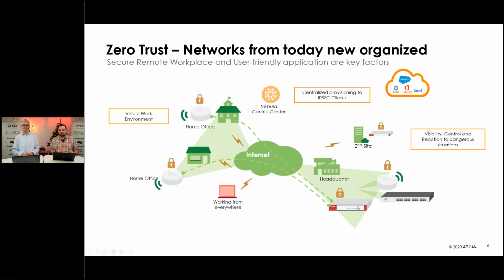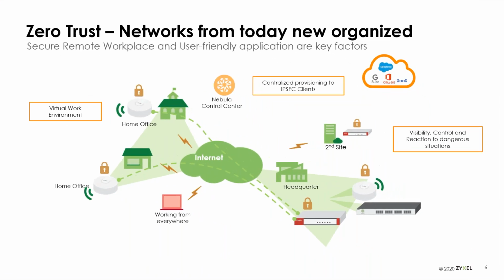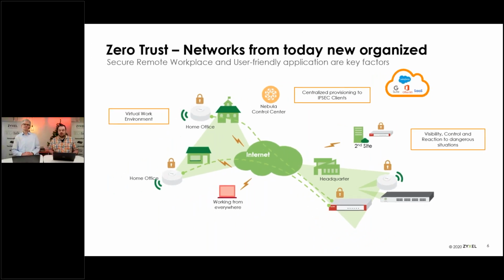But now we need to connect much more traffic. We have maybe a second site with a VPN tunnel. We have home office locations we need to connect. We may have home offices we want to connect by an access point, which is also using a VPN on the access point, which we are calling secure Wi-Fi. We may have the Nebula control center, which brings things into the cloud.